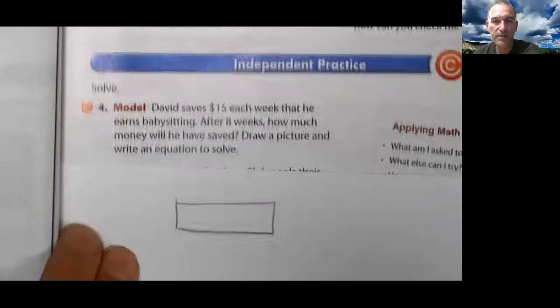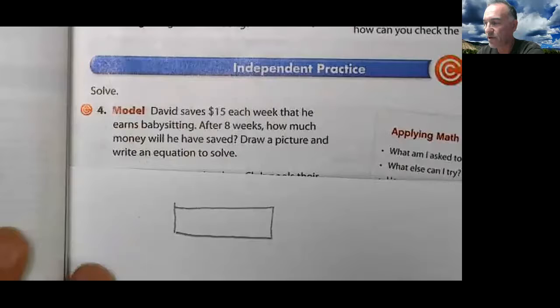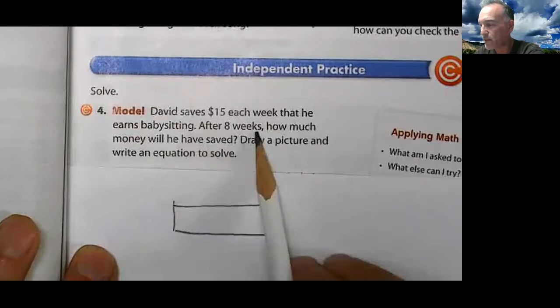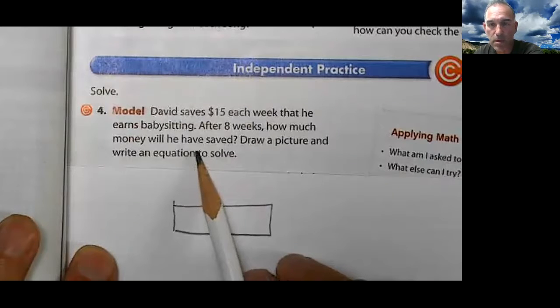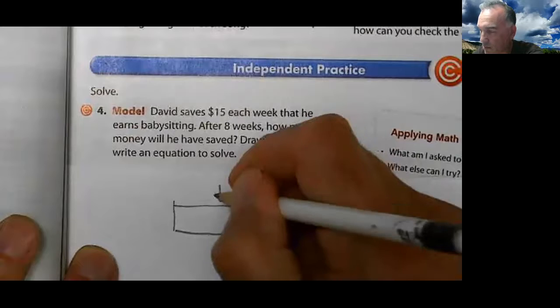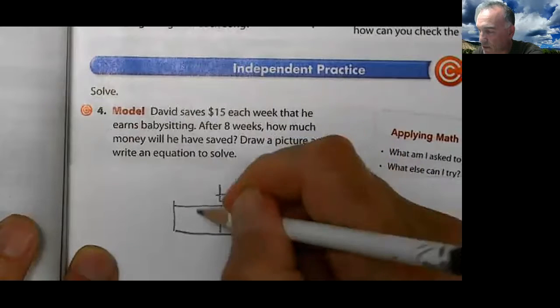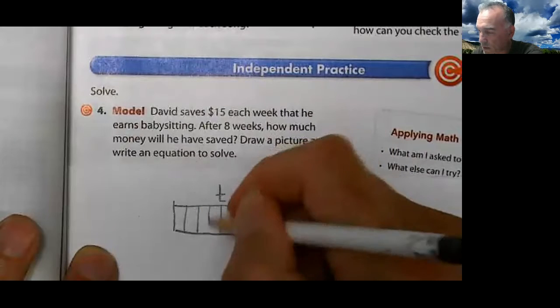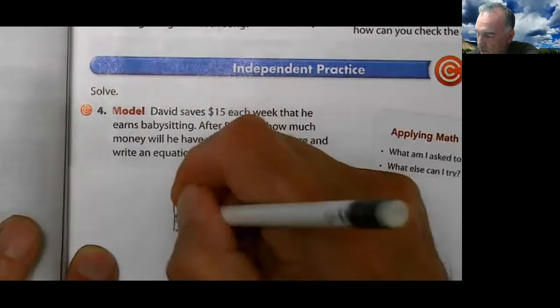David saves $15 each week that he earns babysitting. How much money, after 8 weeks, will he have saved? Do I know the total? No, I'm trying to find the total. I do know that there's 8 weeks. There's 8. And each one I earn $15.